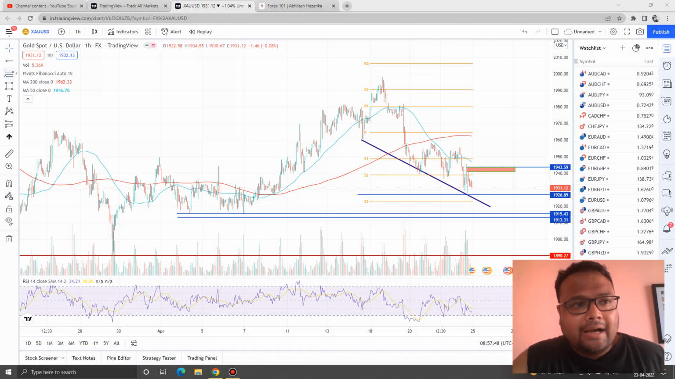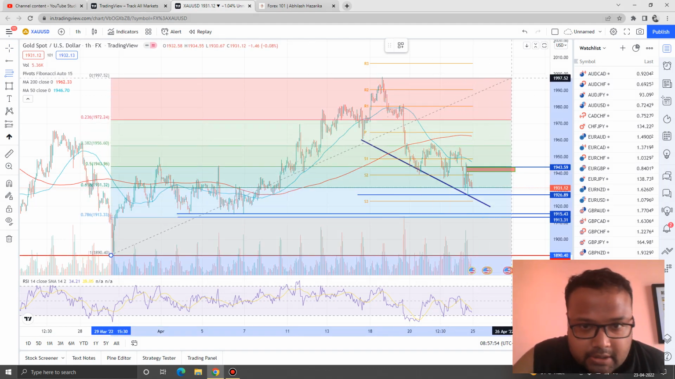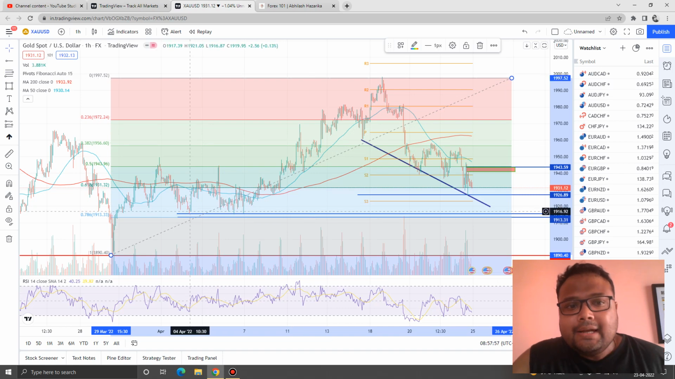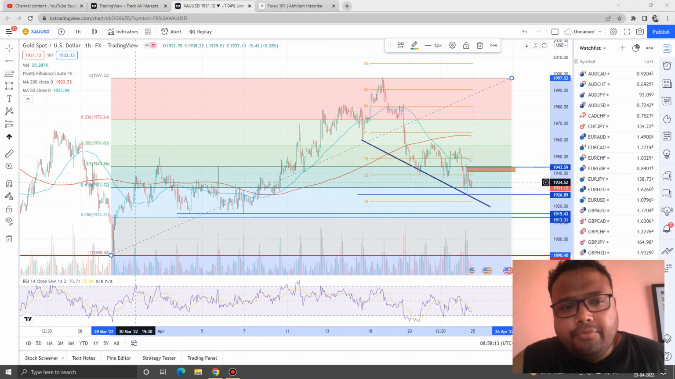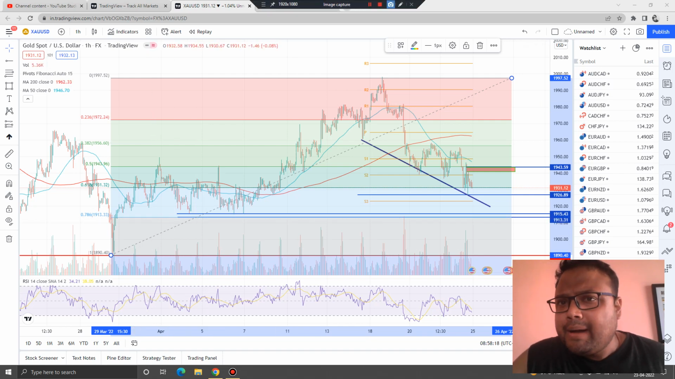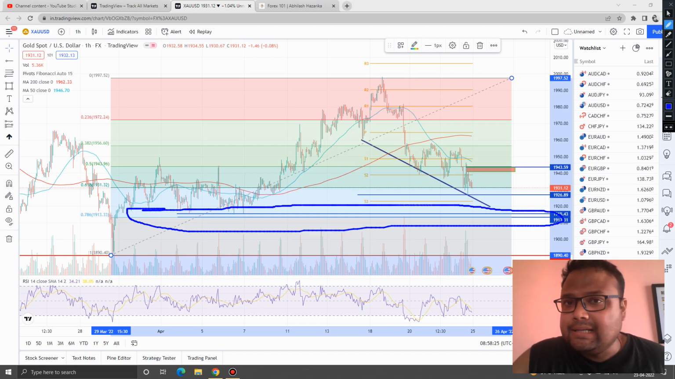And why 1913? I said 1913 because of the Fibonacci 78.6% retracement level. So in this level of 1915 to 1913, we have not only horizontal support, but we also have the Fibonacci 78.6% retracement level. So if we combine these two factors, there is a high chance that market would reverse or take support in this level.